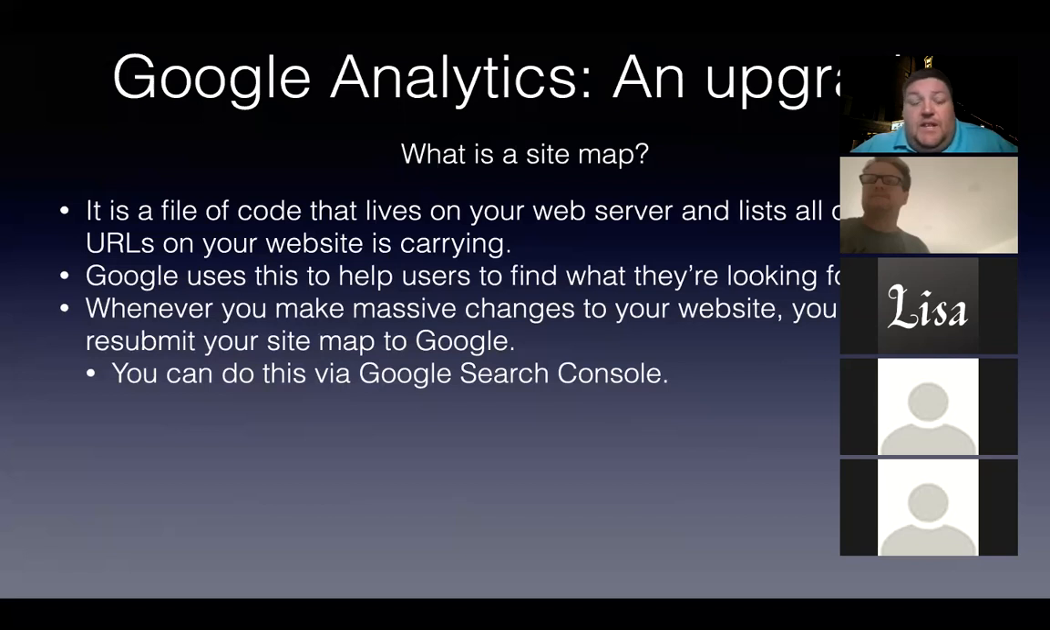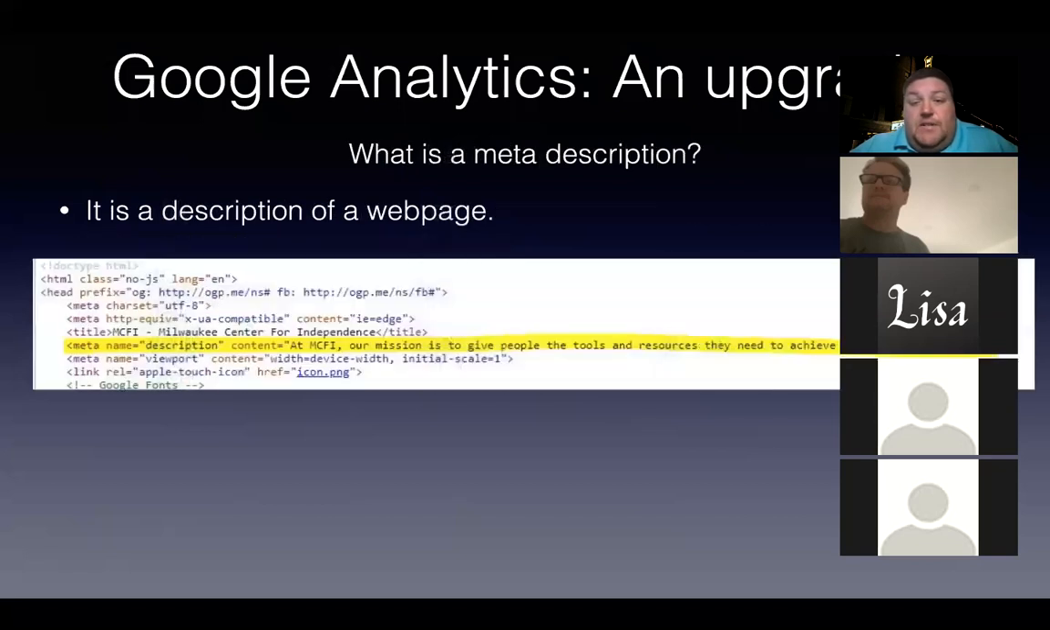One way to help with indexing on a site is making sure your site has an updated what's called meta description, and it is a description of your web page. As you see in the highlighted text, this is something you can see in coding, and it is often put together by the web host. So say Squarespace, for example, or GoDaddy, I think, is another one that lets you do these kinds of things, where they set up the template so you can input the information exactly the way you want it. So in this case, for the MCFI website, the description was, at MCFI, our mission is to give people the tools and resources they need to achieve greater independence.